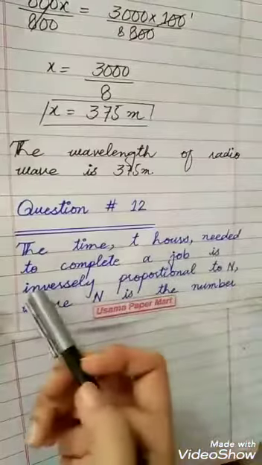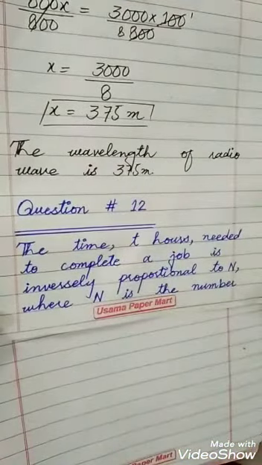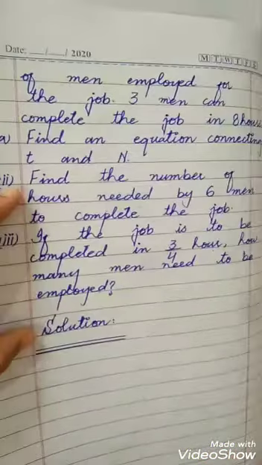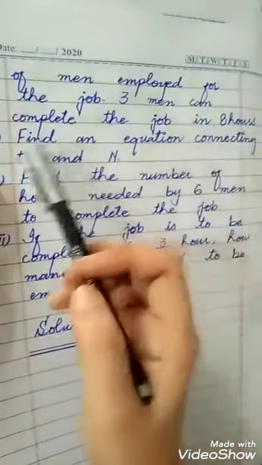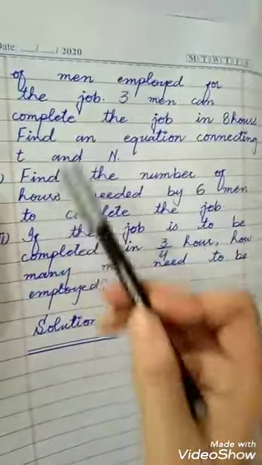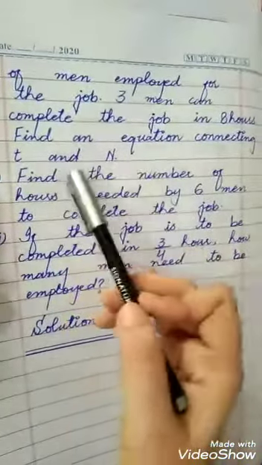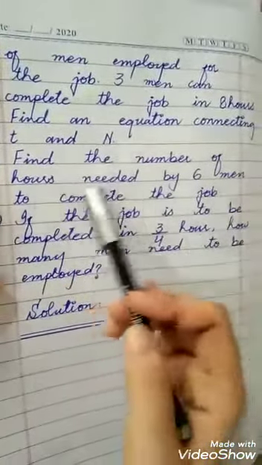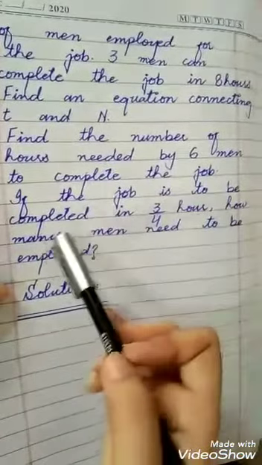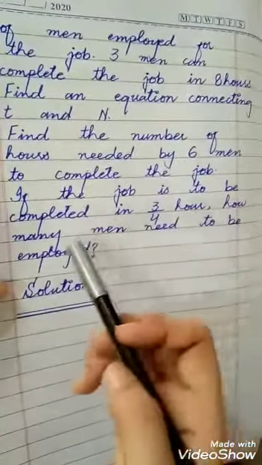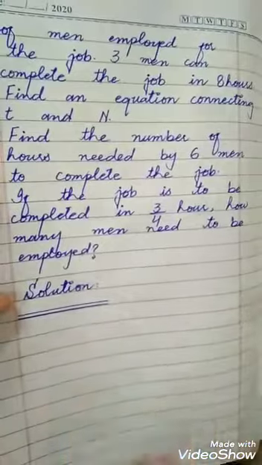The time t hours needed to complete a job is inversely proportional to n, where n is the number of men employed for the job. 3 men can complete the job in 8 hours. 3 parts are given to find. Find an equation connecting t and n. Find the number of hours needed by 6 men to complete the job. If the job is to be completed in 3 by 4 hours, how many men need to be employed?